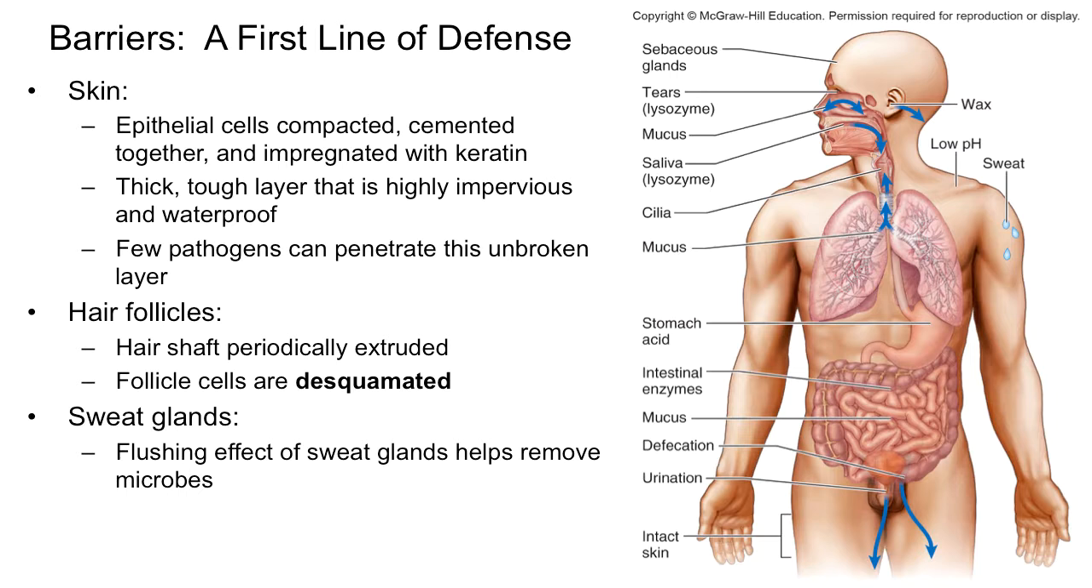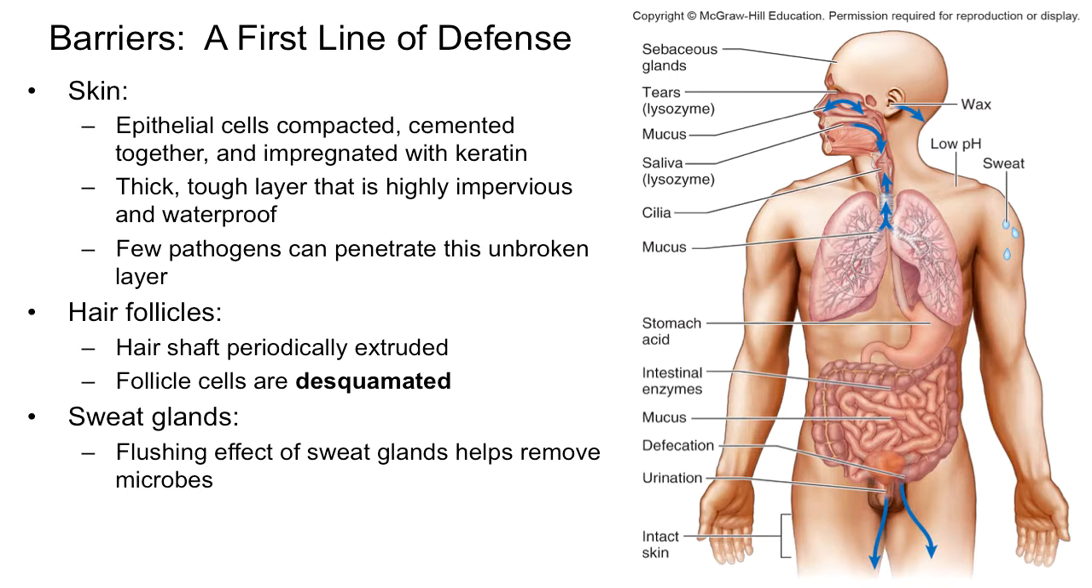So when we think about the first line of defense, the most extensive one is the skin, the epithelial layer that is compacted, cemented together, and impregnated with the protein keratin. It's very tough, it's very flexible, and it helps prevent microorganisms or any kind of external system from coming in contact with our internal systems. It is a thick, tough layer that is highly impervious and waterproof, and very few pathogens are able to cross that line of defense without it being broken.